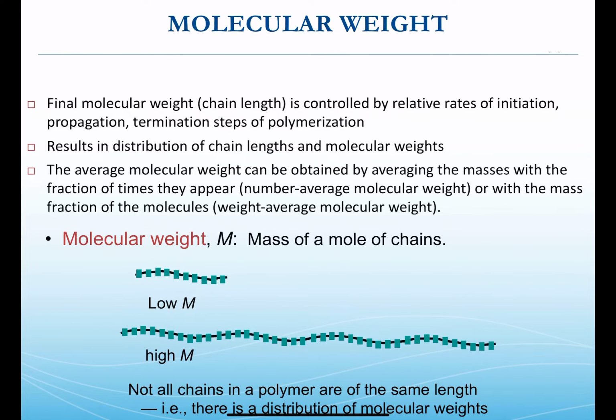Okay, so we'll first just put a couple of thoughts here before showing the equations for this. We know that the final molecular weight is often controlled by the relative rates of some of the steps we know for making the polymers. That is, the overall final molecular weight can be controlled by controlling the rate of initiation, the rate of propagation, and the termination steps.